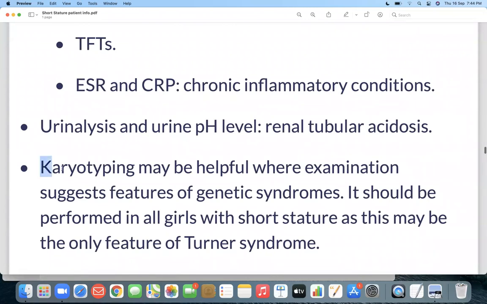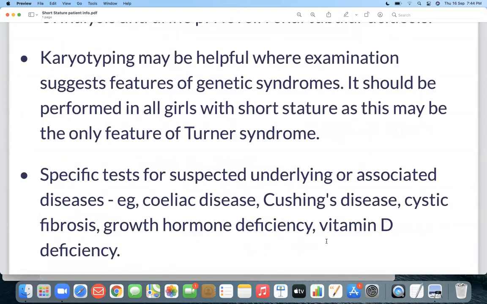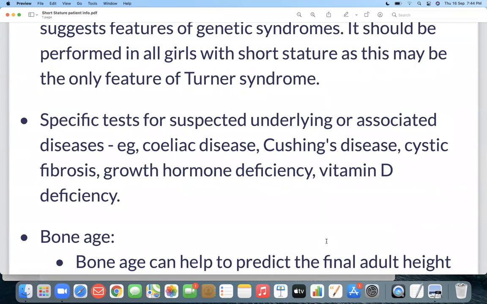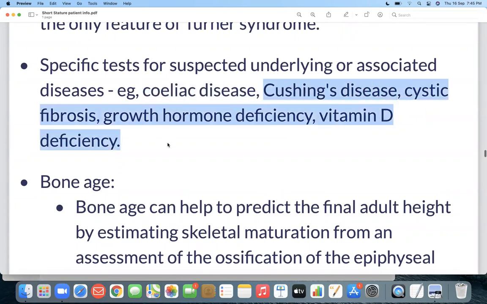Then karyotyping is very important in this patient. It may be helpful where examination suggests features of genetic syndromes. It should be performed in all girls with short stature, as this may be the only feature of Turner's syndrome. So even if your examination is normal, you will still mention karyotyping in your investigations if this is a girl patient. Then specific tests for suspected underlying or associated disease like celiac disease, Cushing's disease, cystic fibrosis, growth hormone deficiency, and vitamin D deficiency.